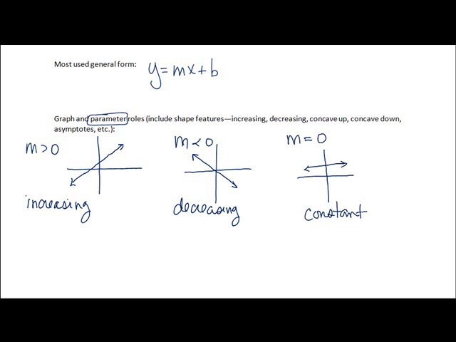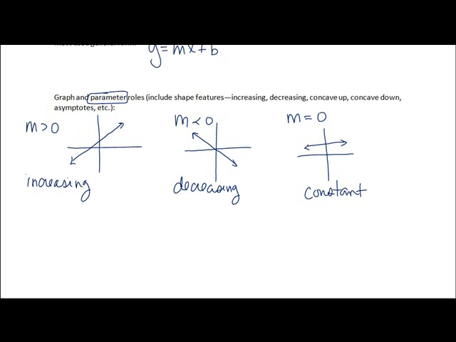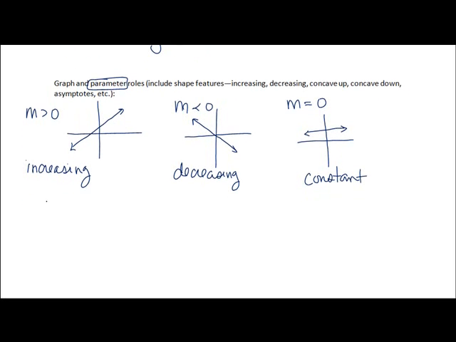Okay, now we're also supposed to talk about where the function's concave up, concave down, and whether there are asymptotes. Lines don't have concavity, so we don't have anything to address there. So next, looking at the second parameter, the value of b, the y-intercept of the function. There are three possibilities for b. You could have a value of b that's greater than 0.